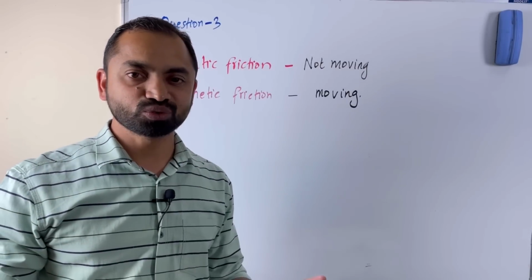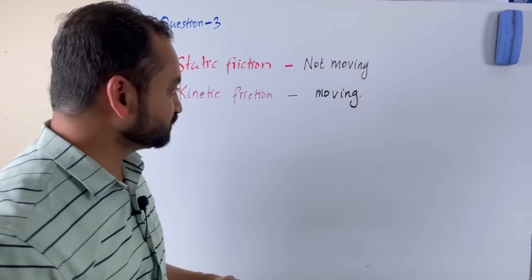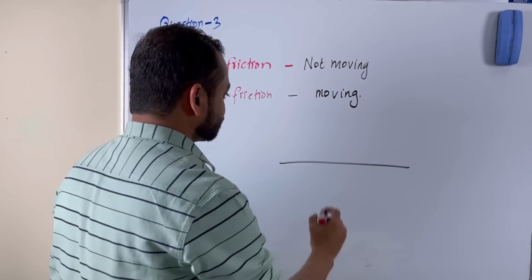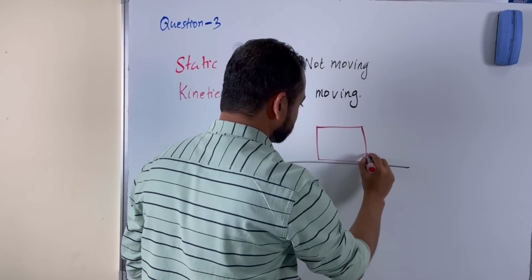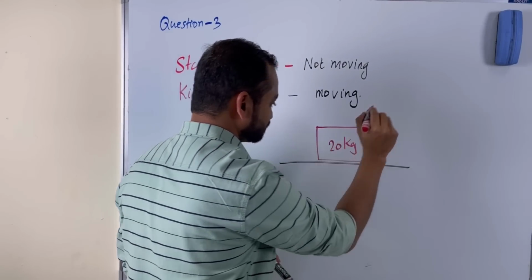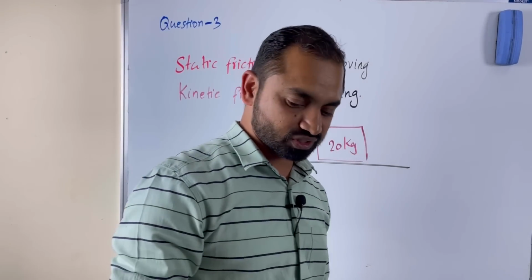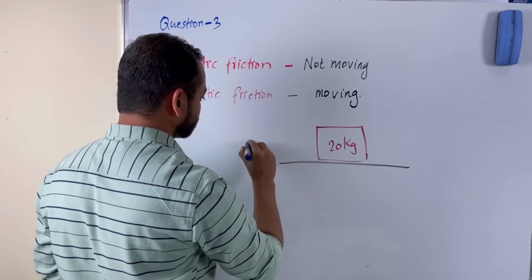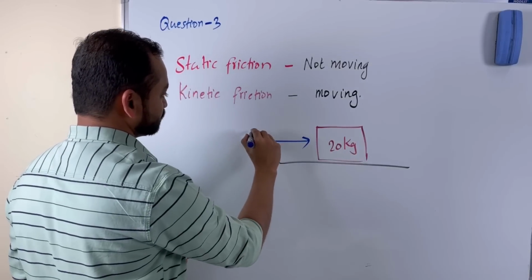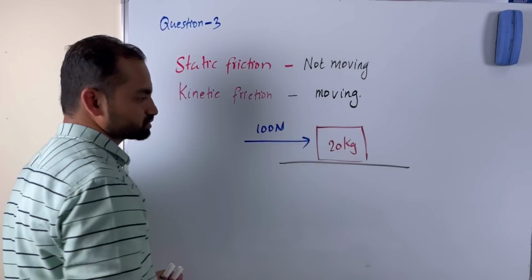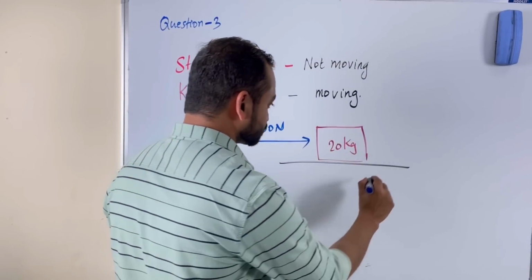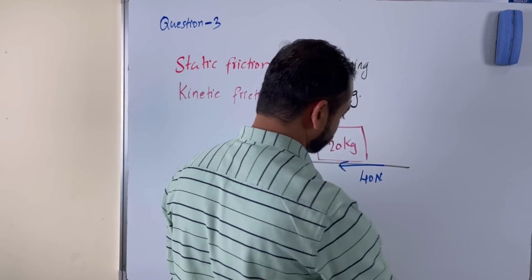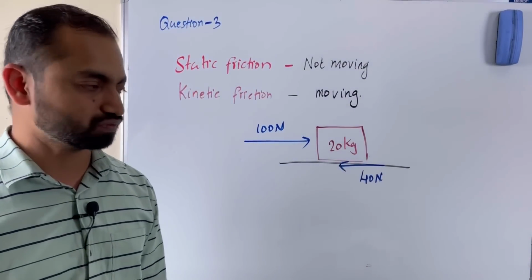Now we will discuss how to apply Newton's second law in these situations. For example, this block has a mass of 20 kilogram, and you are applying a force on it, that is, a 100 Newton force on this block, and there is a frictional force acting. The frictional force acting is 40 Newton.